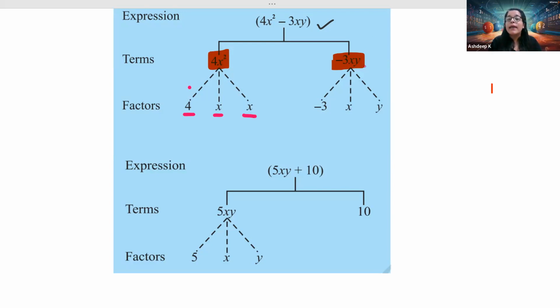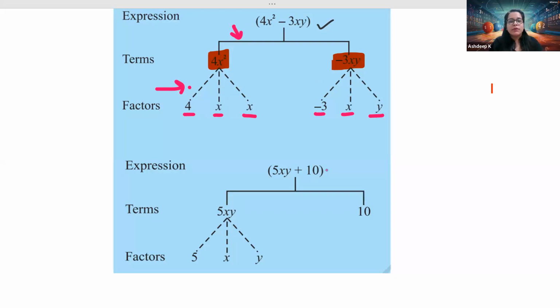Like here, if I talk about minus 3xy, we have three factors. We have minus 3, we have x, and we have y. So these become the factors. On a simple note, we represent the terms of an expression and then the factors through a factor tree. Okay. One thing to note over here is that we have used dotted lines. Here, can you see these dotted lines? These indicate the factors, and then we have continuous lines for the terms, so that we do not get confused between both of them, right?